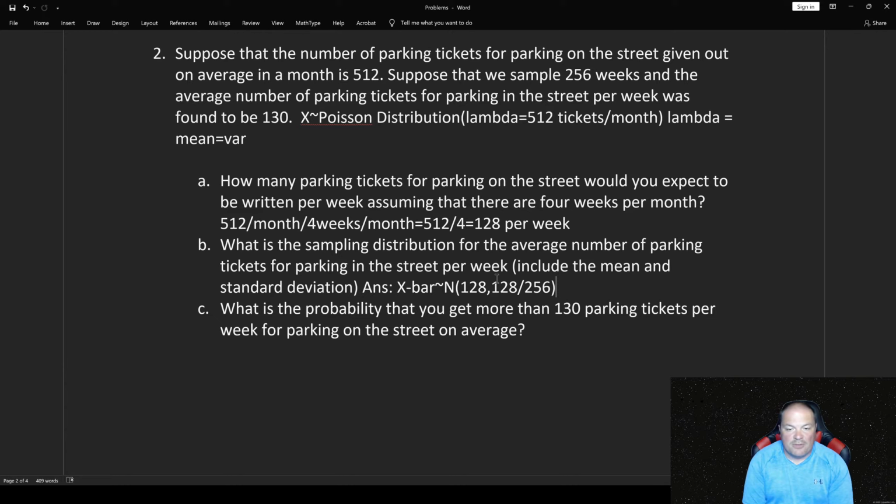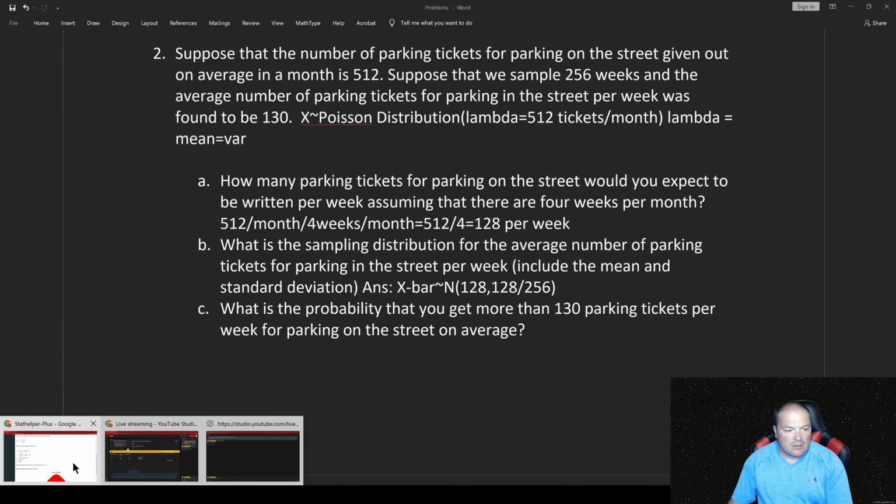Okay, so now think about what we've got. We know the distribution for X bar. Okay, we know the sample mean, we know the variance, we know the standard error of the sample mean, or we know the standard error in general. Now, since we know the normal distribution, we can actually do this just like we would any other normal distribution problem. Okay, so here's what we're going to do.